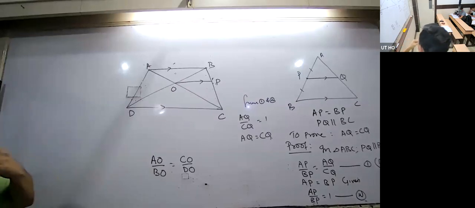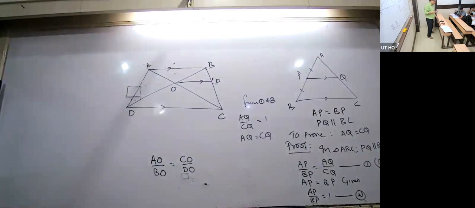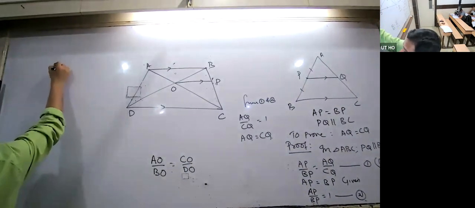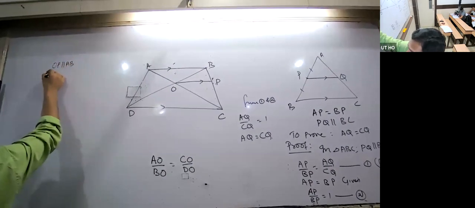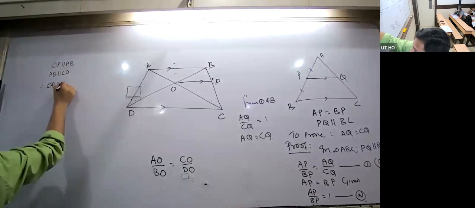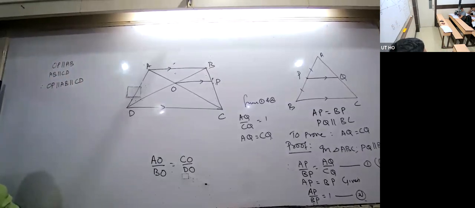Construction: draw OP parallel to AB. Is OP parallel to CD also? Yes, sir. How do you know? Lines parallel to the same line are parallel to each other, no? So proof. First statement you write: OP parallel to AB by construction and AB parallel to CD given, therefore OP parallel to AB parallel to CD, all three are parallel. Is it clear?